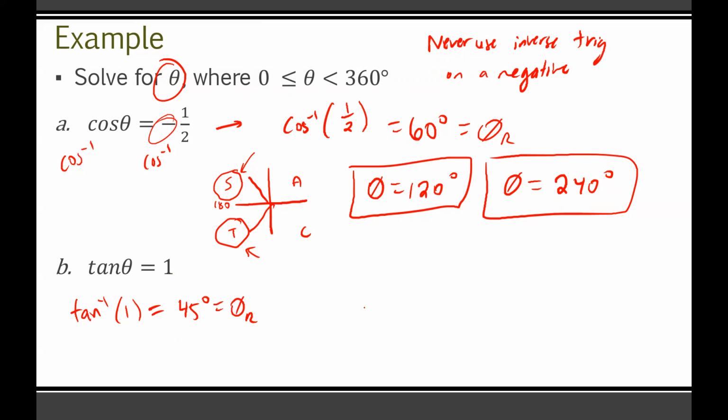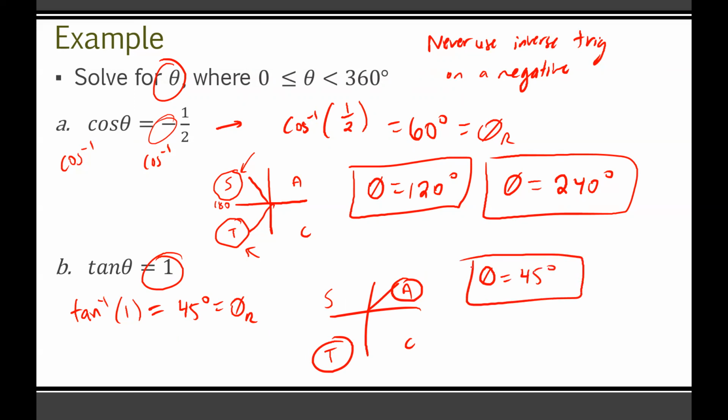Now let's have another look at the CAST rule. I'll draw it a second time here. The CAST rule says that tan will be a positive number in this quadrant down here, but then also, of course, in the All quadrant up here. Let's start with the All quadrant. If we have a reference angle of 45 degrees in the All quadrant, then that means our true angle is, of course, just 45 degrees. If we have a reference angle of 45 degrees in the T quadrant, notice that that's coming down from 180 degrees. So 180 plus another 45 degrees, that's going to give me theta equals 225 degrees.